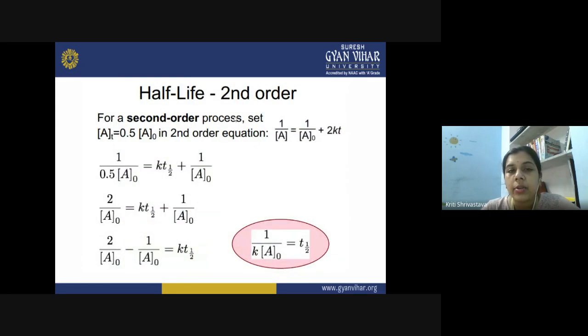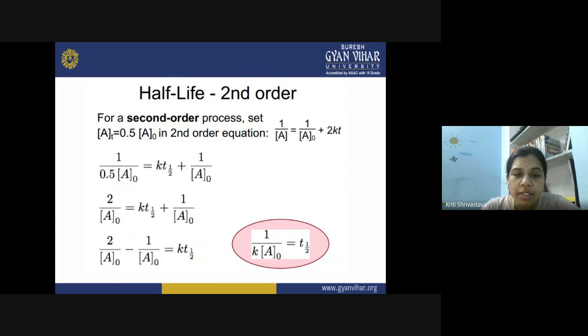Now let us talk about the half life of a second order reaction. So we know that for a second order reaction, this is the integrated rate law, and in the integrated rate law, what we will do is replace the A t concentration term with 0.5 A naught, that is the half concentration, and the t value with t half. So at the point of this A, you have put 0.5 A naught, that is half of the A naught, and at the t, you have put t half.